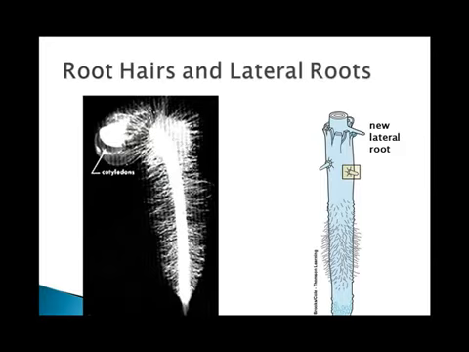So here's an example between lateral roots and root hairs. You can see that the root hairs down at the bottom on the diagram on the right are much smaller, and they are extensions of just the epidermis. The lateral root actually comes through the pericycle before it extends outward outside of the root.